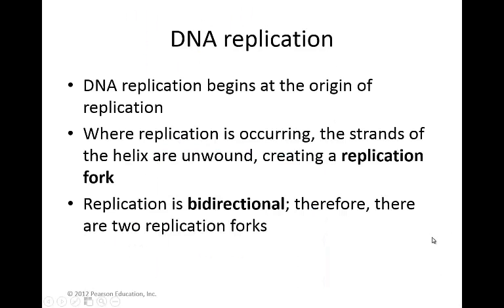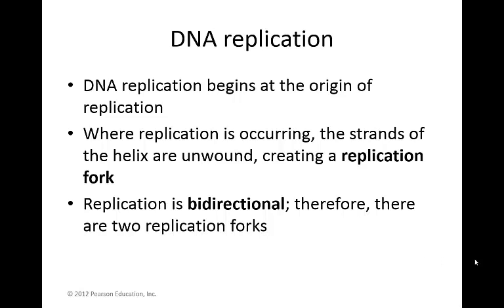So when DNA replication begins, there is an origin of replication. Where this replication is occurring, the strands of the helix are unwound, and this creates what we call a replication fork. This replication occurs in both directions. It is bidirectional, and therefore there are two replication forks.